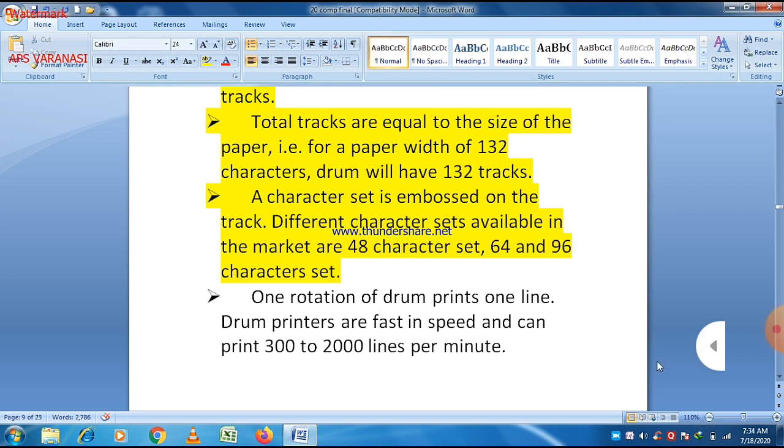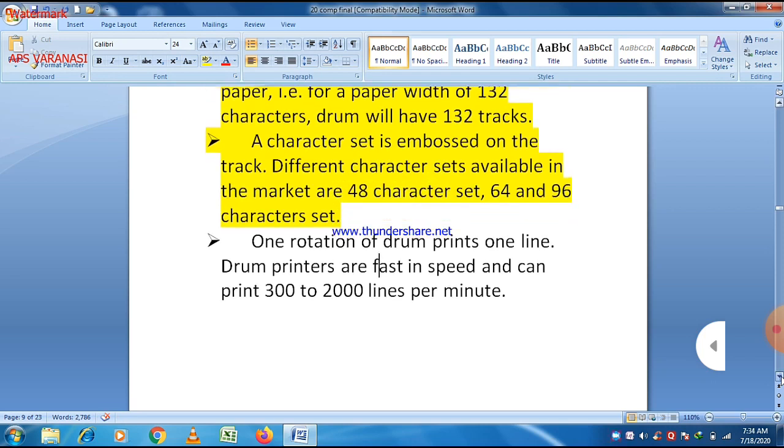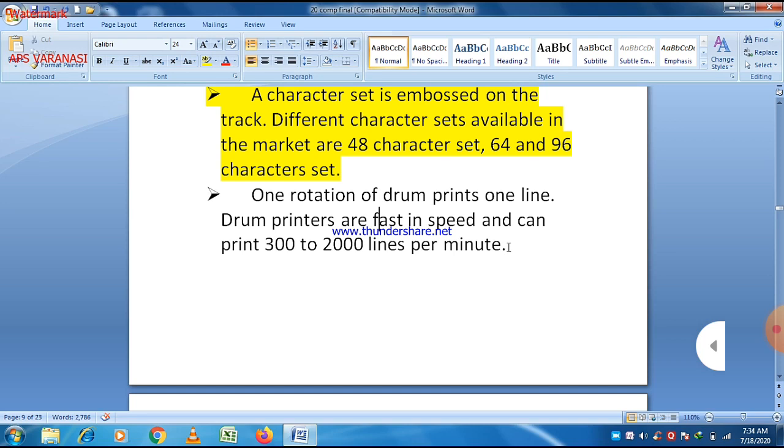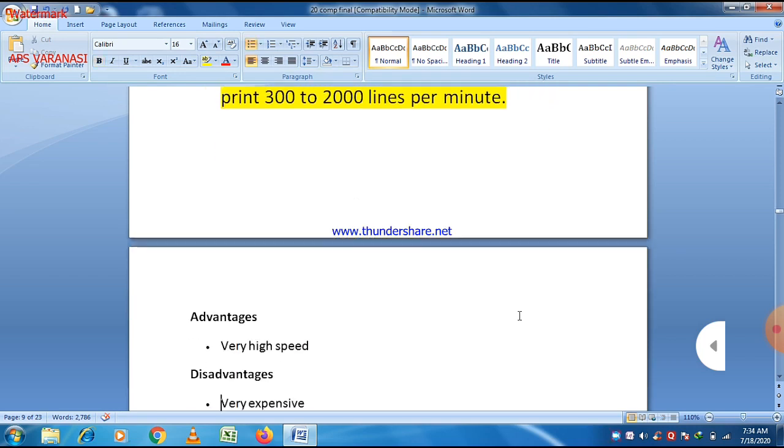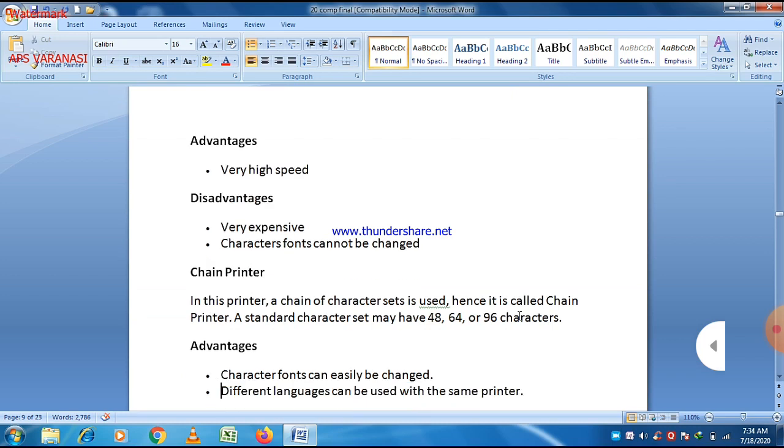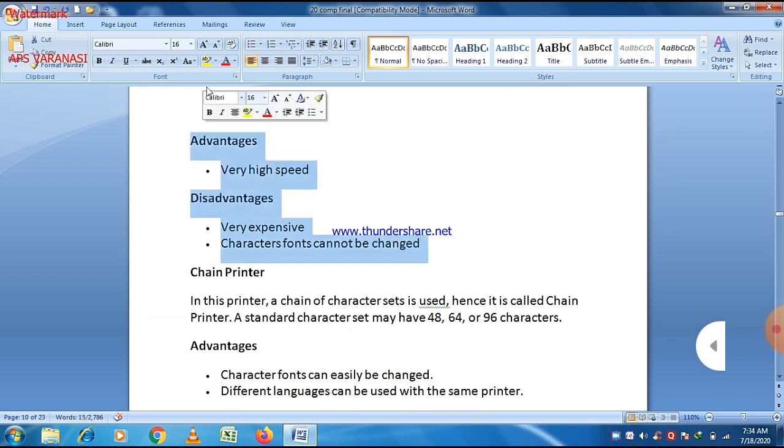Fourth point is that one rotation of the drum prints one line. Drum printers are fast in speed and can print 300 to 2000 lines per minute. That is very important. Actually, the speed of line printers is measured in lines per minute, while dot matrix printer speed is measured in characters per second. So they are very small.